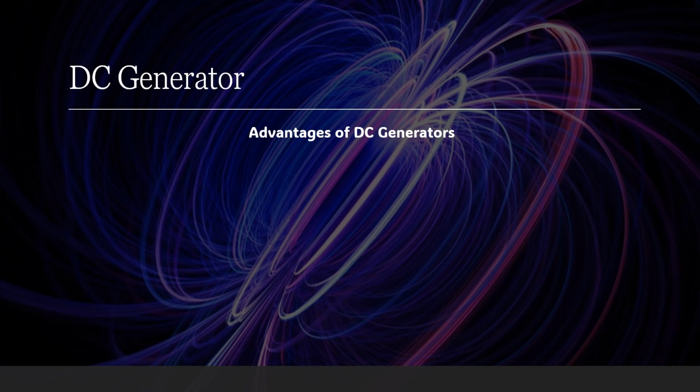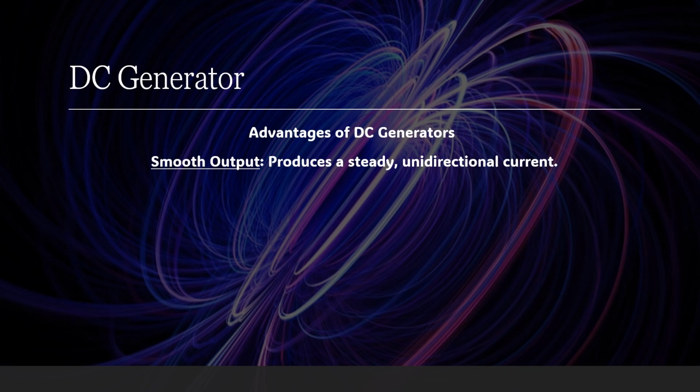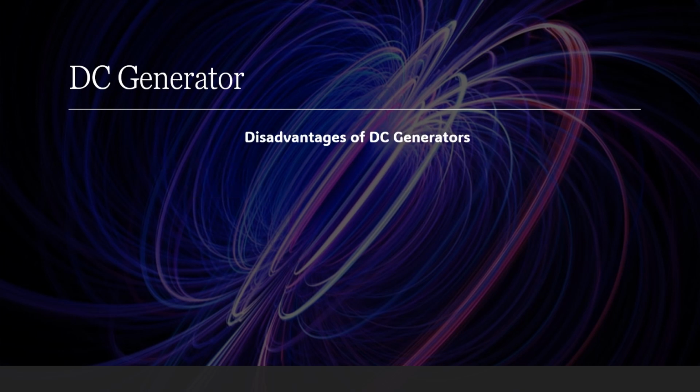Now, DC generators have their own advantages, one of them being they can provide a smooth output, which means they can provide a steady unidirectional current, which means they can provide a current that flows only in one direction, as I have stated before. Also, they are easy to control. We can easily control their speed and output power.